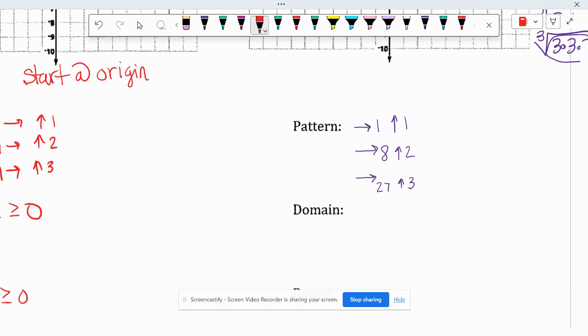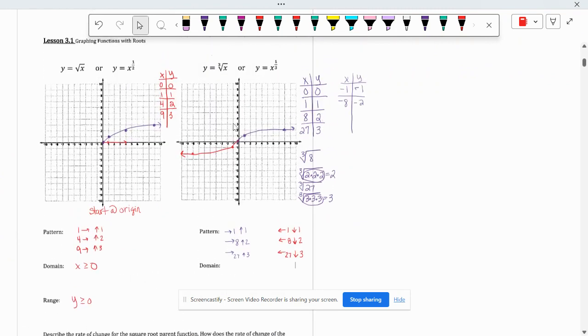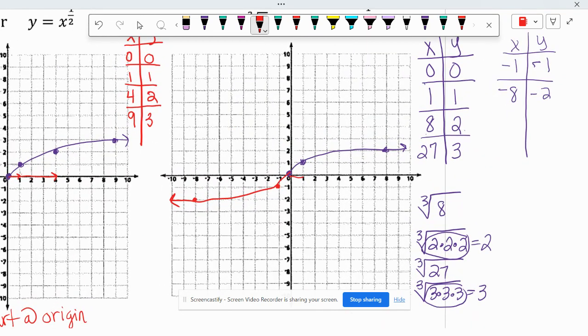But remember, this has a negative component. I also can go to the left 1, and that would make me move down 1, because it's negative, right? Or to the left 8 and move down 2. Or I could move to the left 27. Highly unlikely that you have a graph that's big, but if you did, that would make you move down 3. Does that make sense when I talk about the pattern? Because I've just got the pattern from the parent function. I just looked at this parent function right here and said, when I moved over 1, I went up 1. When I moved over 8, I went up 2.